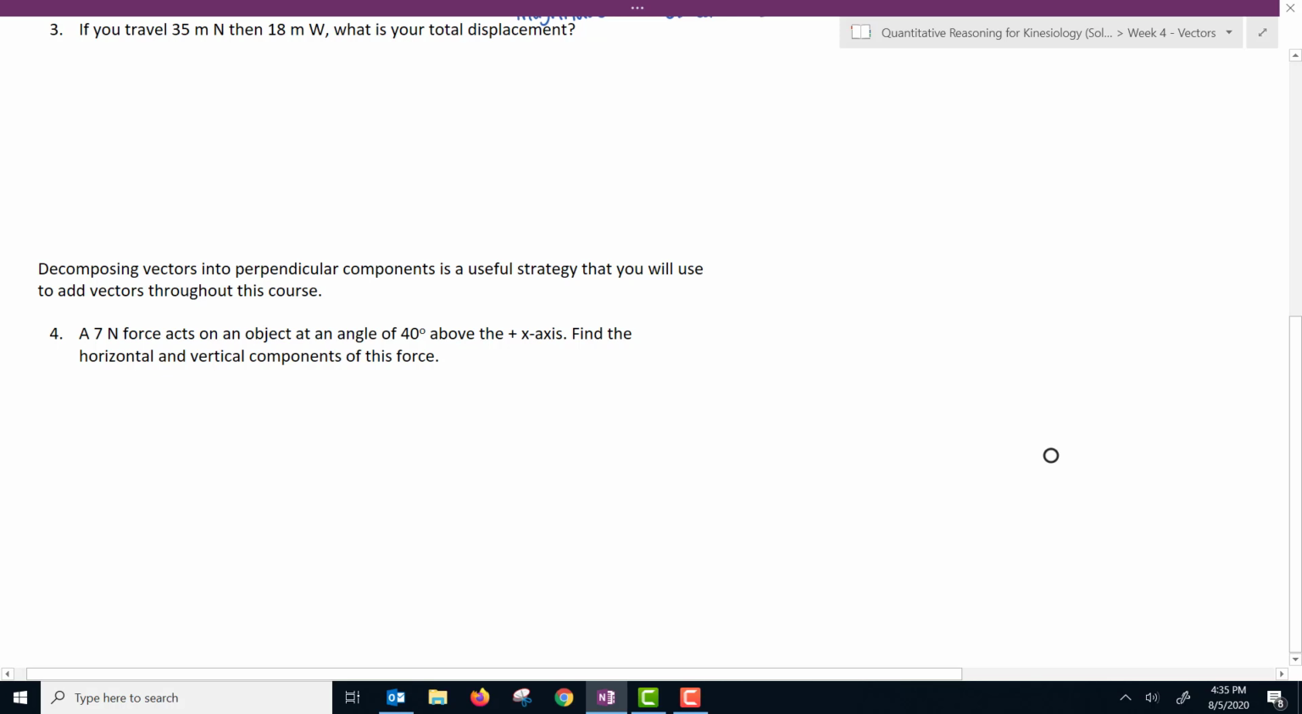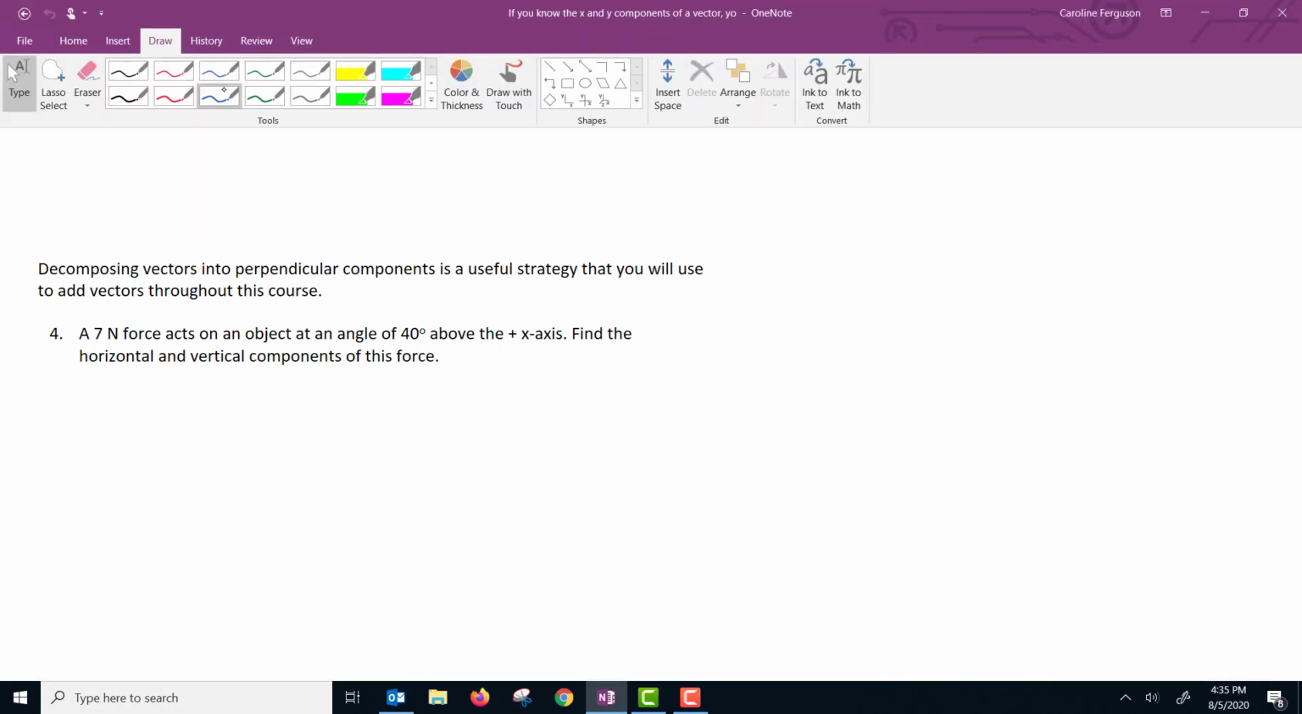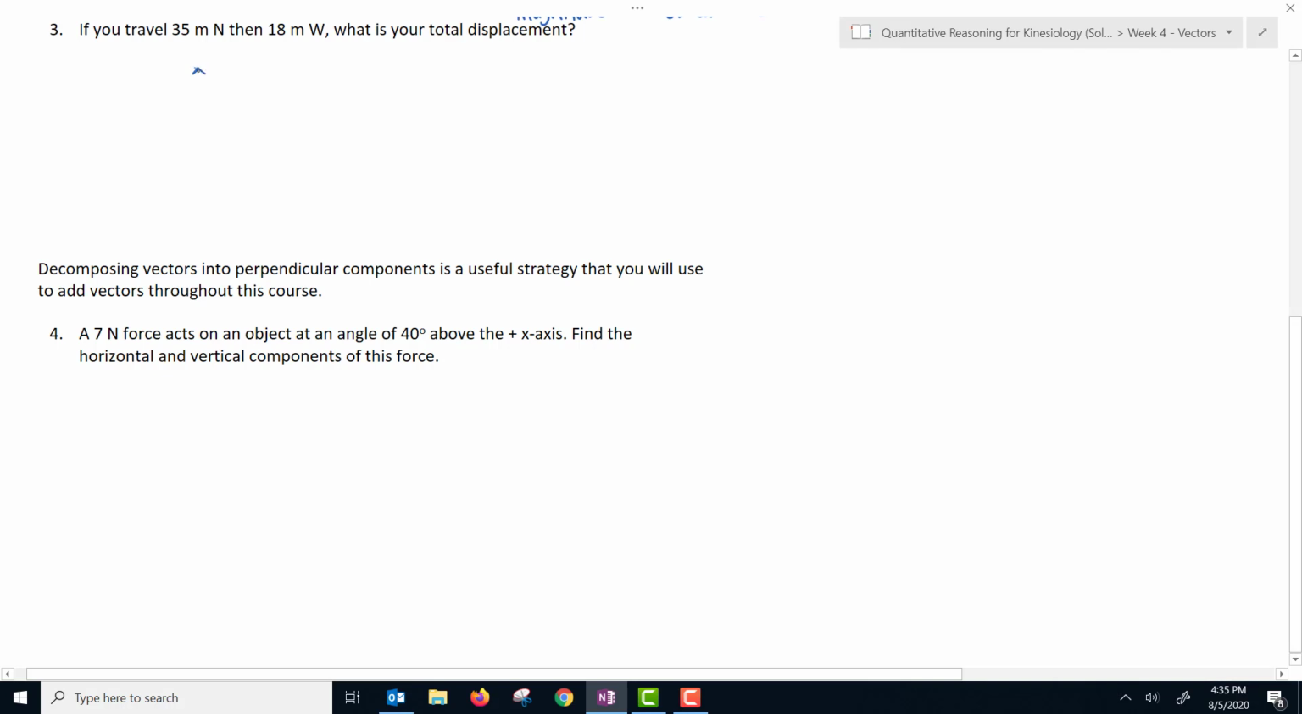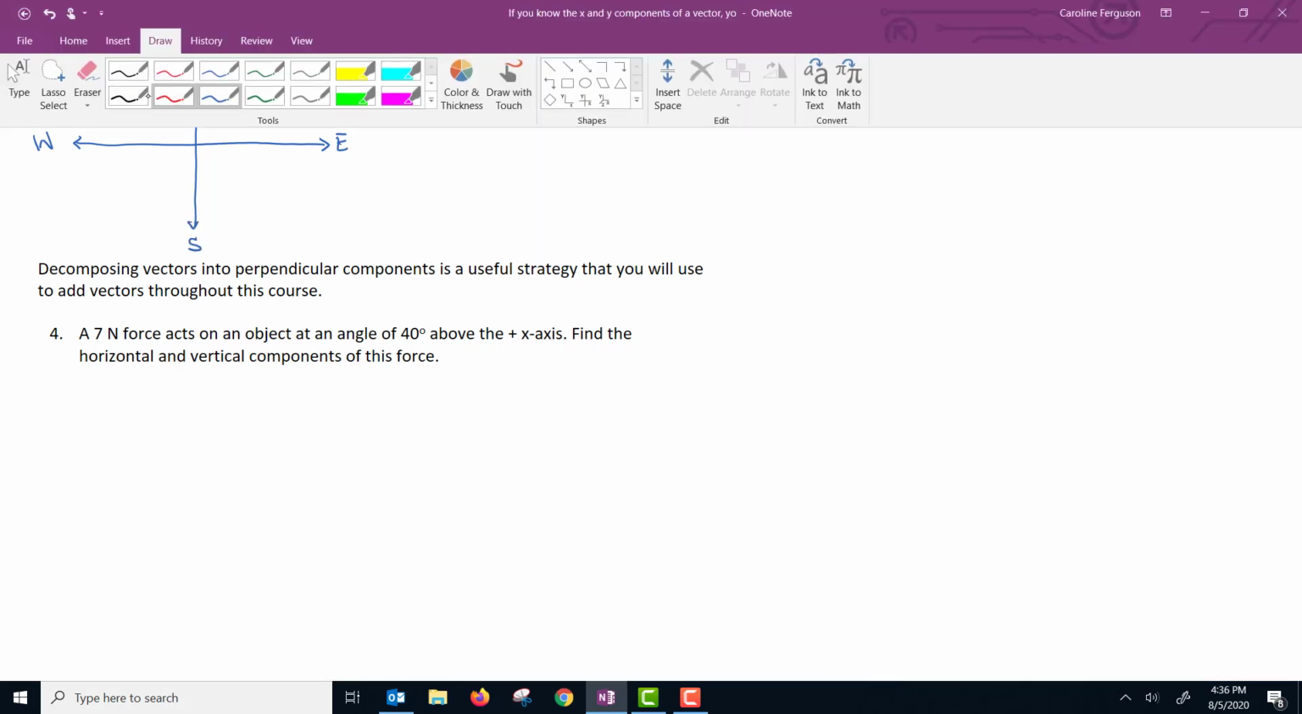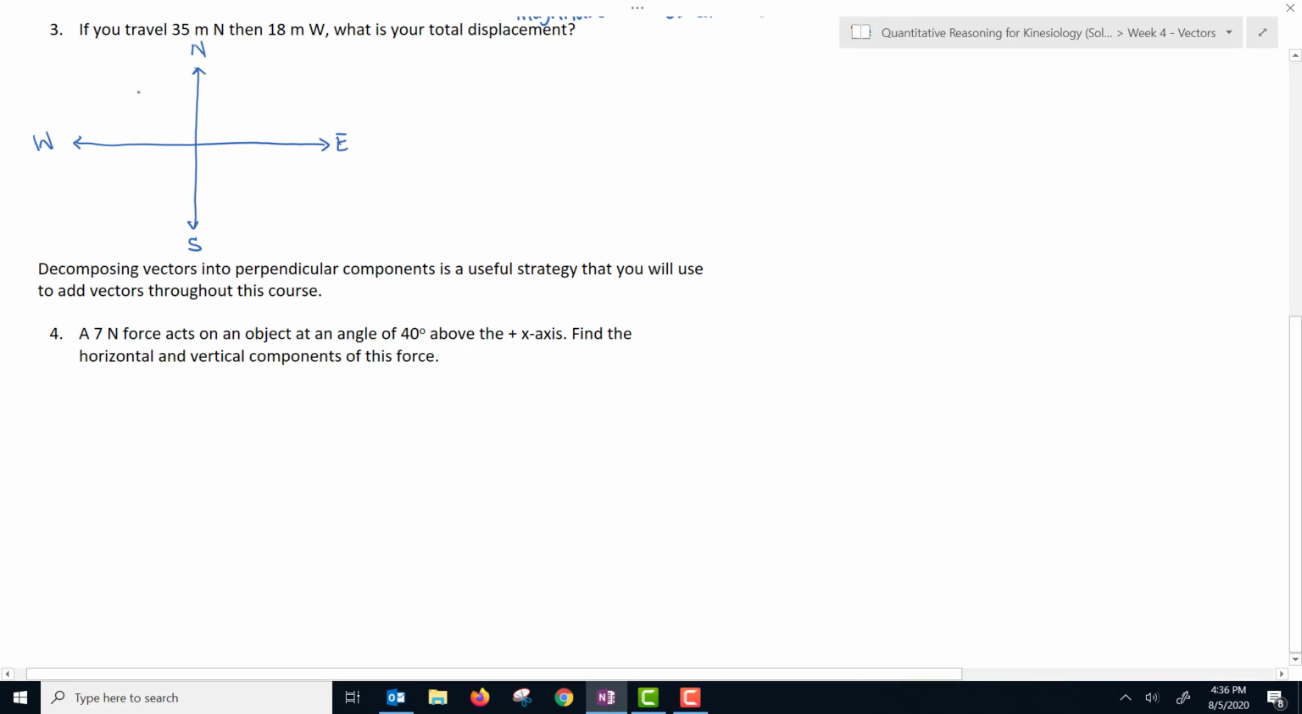So it wants the displacement given as a magnitude, which is the length of the hypotenuse, and the direction it's going into. Okay, so we'll start by just drawing a picture of what this looks like. So here's north. This way is west. I can put in all my directions if I want. North, east, south, west. Okay, so what did we do? We traveled 35 meters north. So we went north 35 meters. And then from there, we traveled west 18 meters.